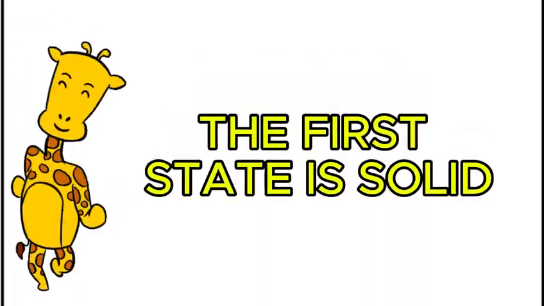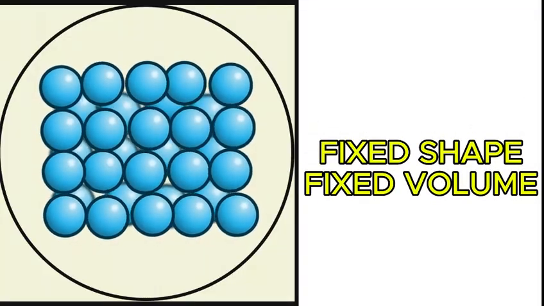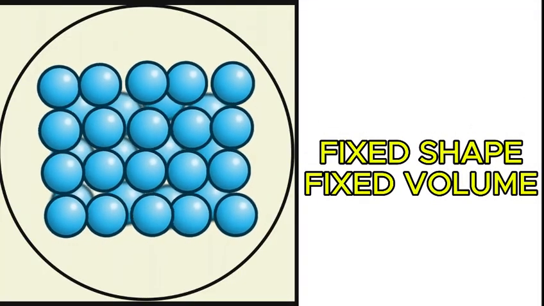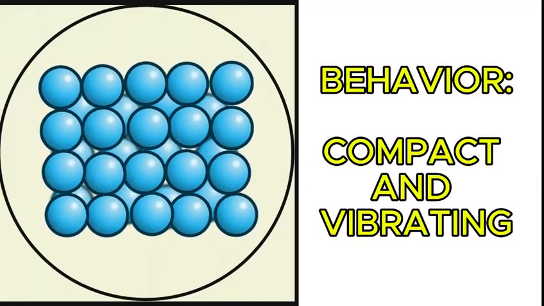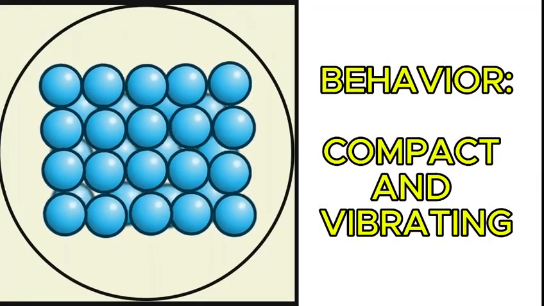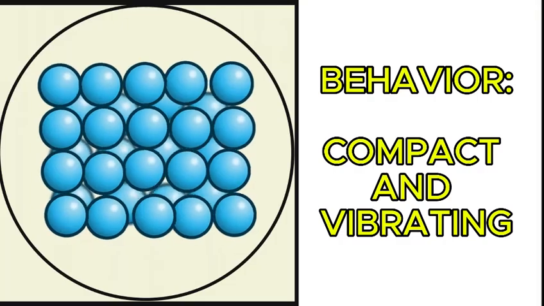The first state is solid. These are the things that have a fixed shape and fixed volume, or amount of space it takes up. The behavior of atoms in a solid is compact and vibrating. Their atoms hold tightly together, that's why they hold their volume and shape.